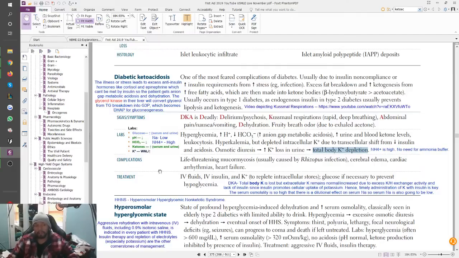The pH is obviously a big thing. Their pH is gonna be very low. It is an acidosis. They're gonna have super high glucose levels because there's no insulin, and then they'll give you some other information about what's happening. Right now, it usually occurs in type 1 diabetics because in type 2 diabetics they usually have enough insulin production of their own to prevent the lipolysis and ketogenesis.